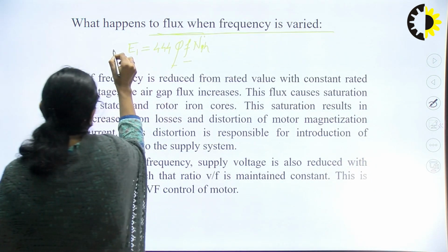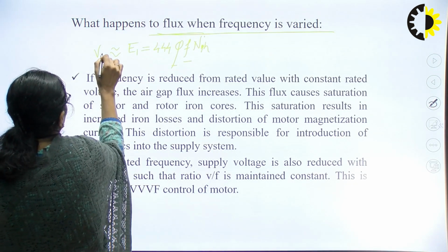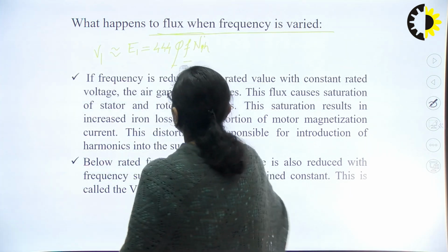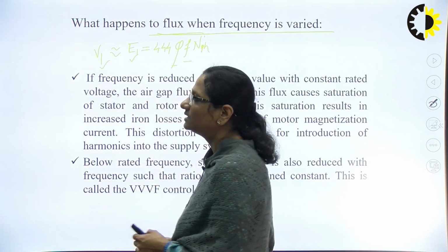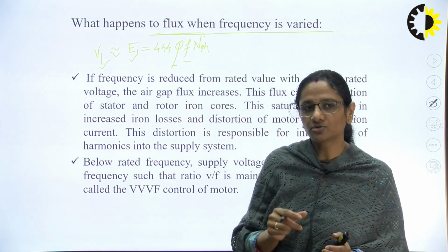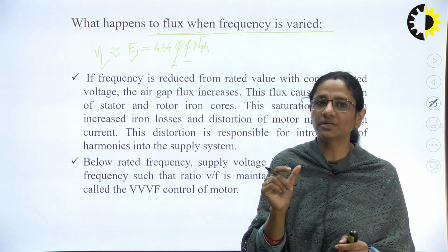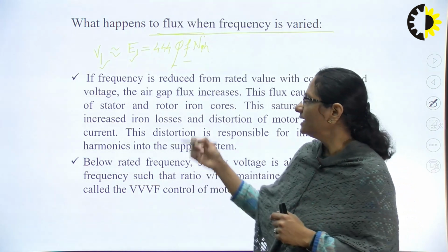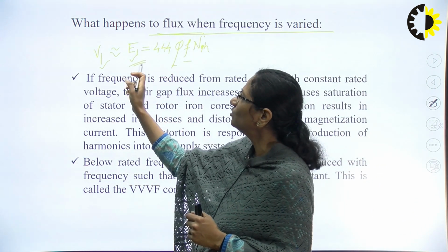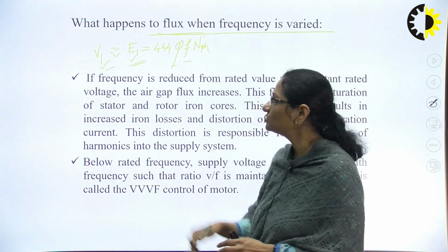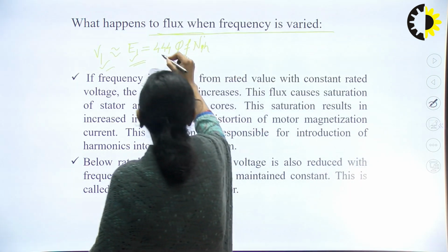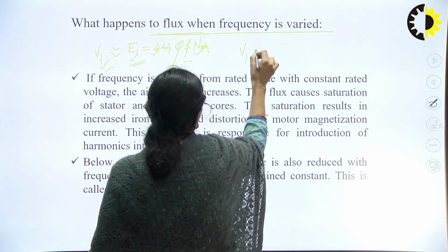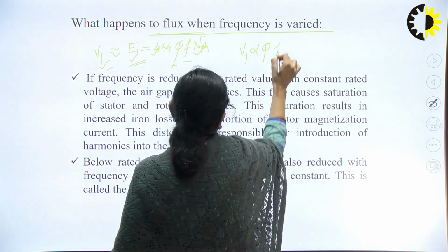Now, this voltage is approximately equal to the applied voltage V1. Why so? What is the difference between E1 and V1? The difference between E1 and V1 is the stator leakage impedance drop. That leakage impedance drop can be neglected in terms of the magnitudes of voltages E1 or V1. So from here what we see, this is a constant, this is a constant. So what we see is V1 can be written as proportional to phi and f.